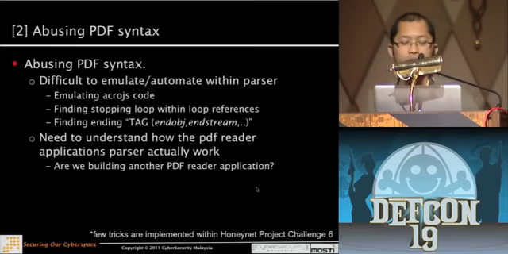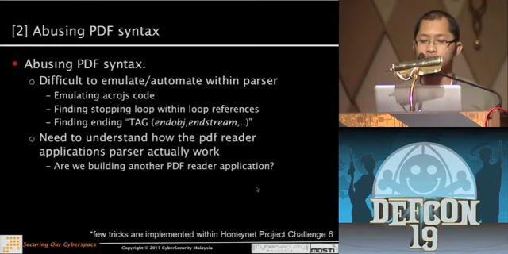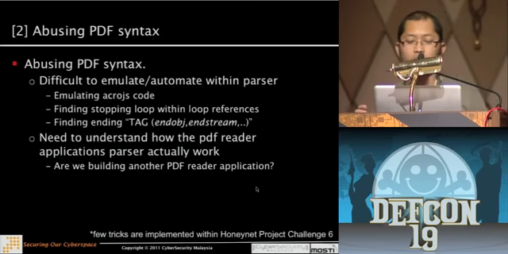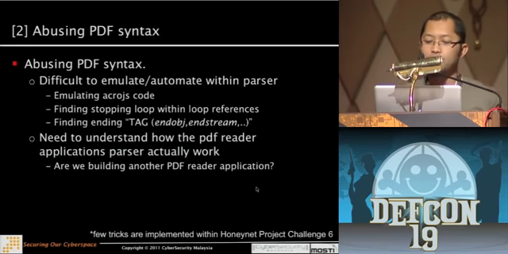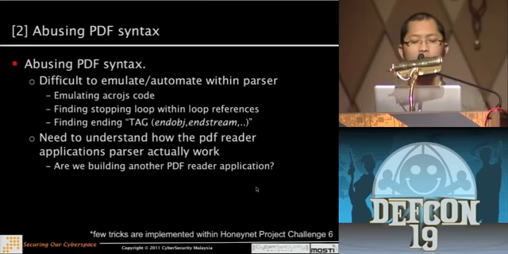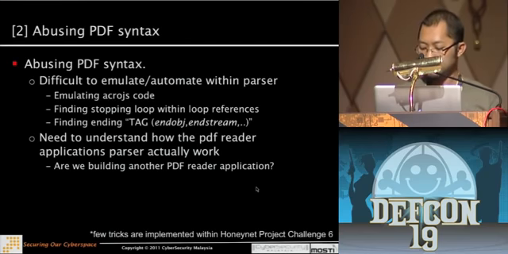Okay, so another thing is, like I mentioned, these problems are difficult to emulate or to automate within the parser. Something like I mentioned earlier: emulating AcroJS code, finding the stopping loop, and finding the ending tag for endobj and endstream. And of course, you need to understand how the PDF reader application's parser actually works. But then, are we building another PDF reader application? I think not, right? We are building a parser to analyze the malicious PDF.